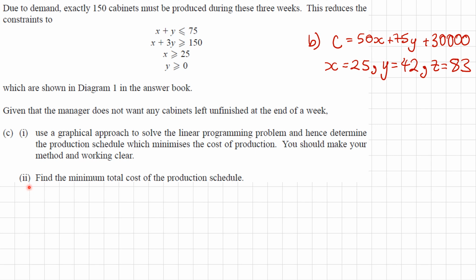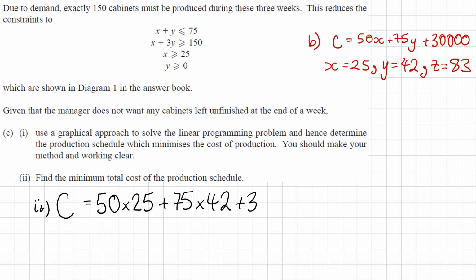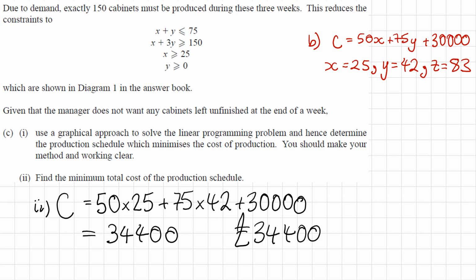And lastly, the second part of part C is to find the minimum total cost for the production schedule. Okay, so our cost, which we worked out in part B, is going to be equal to 50x, x is 25, plus 75 times y, which is 42, plus 30,000. Let's calculate that. And that gives a total of 34,400, and units, 34,400 pounds as a minimum total cost.